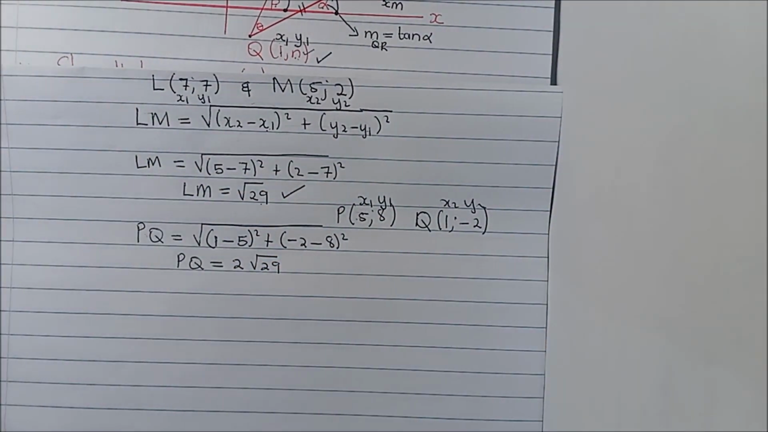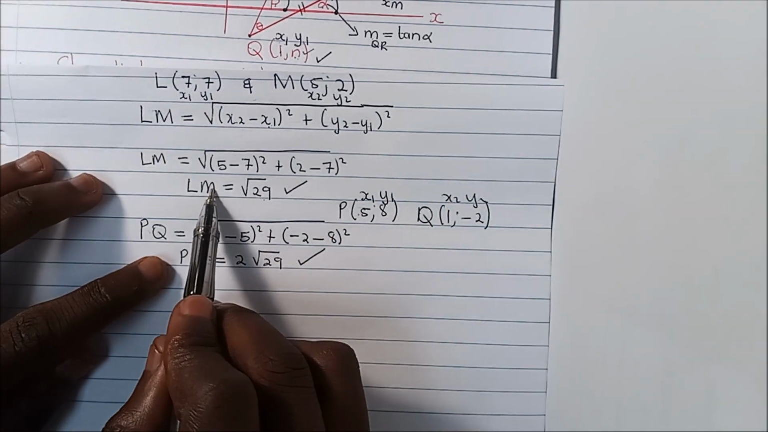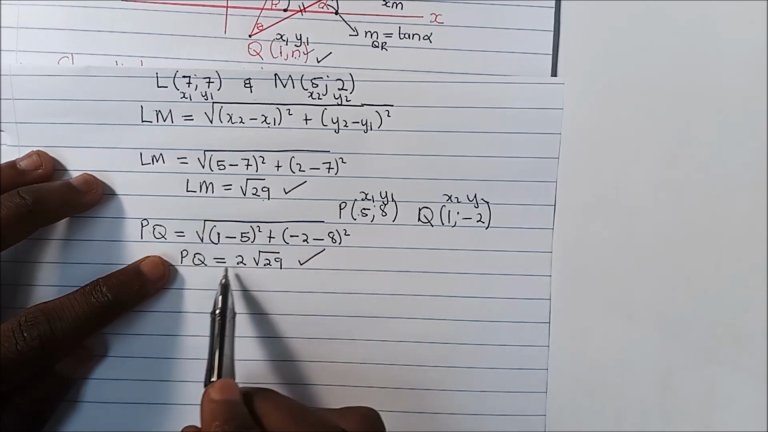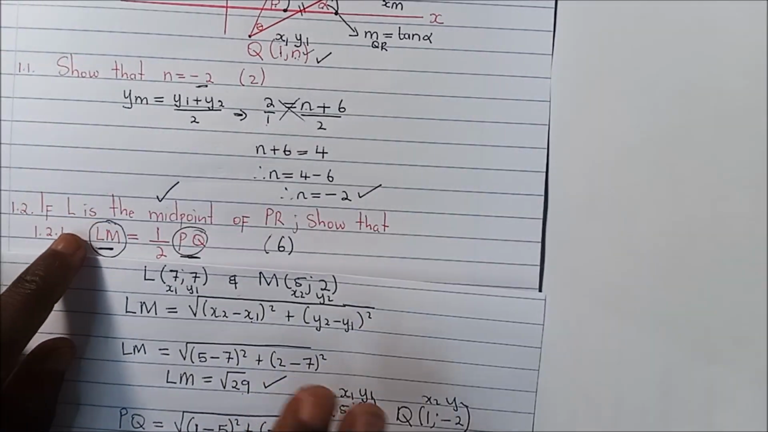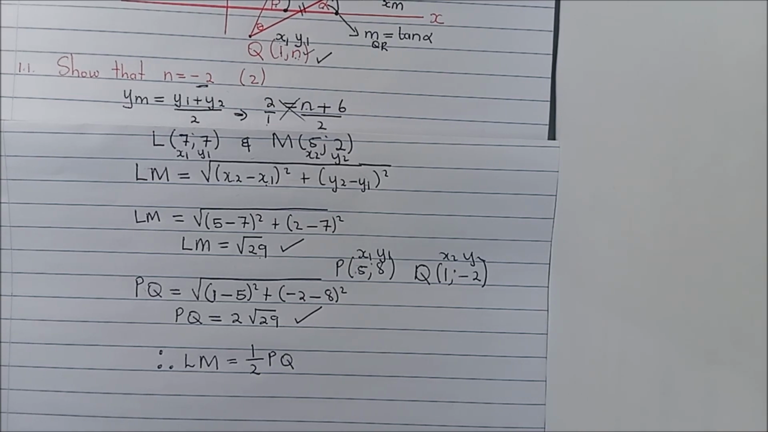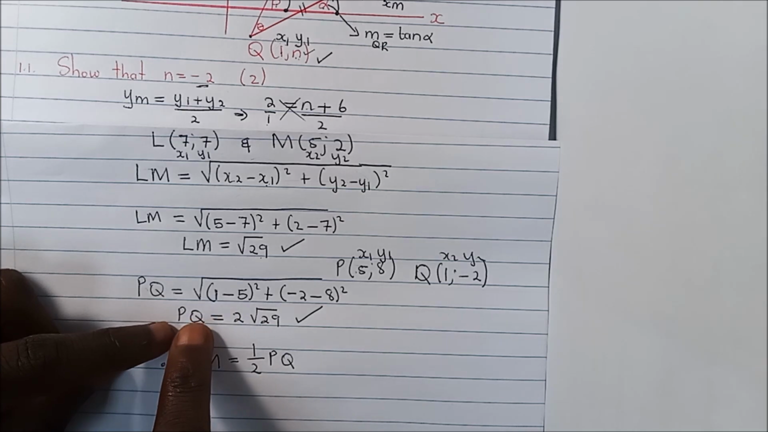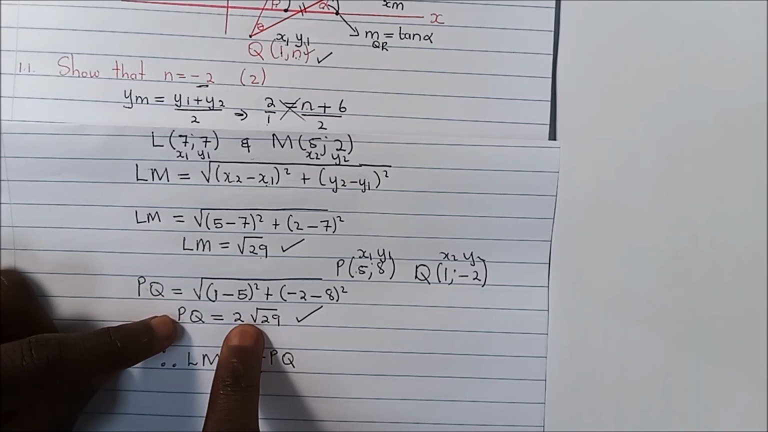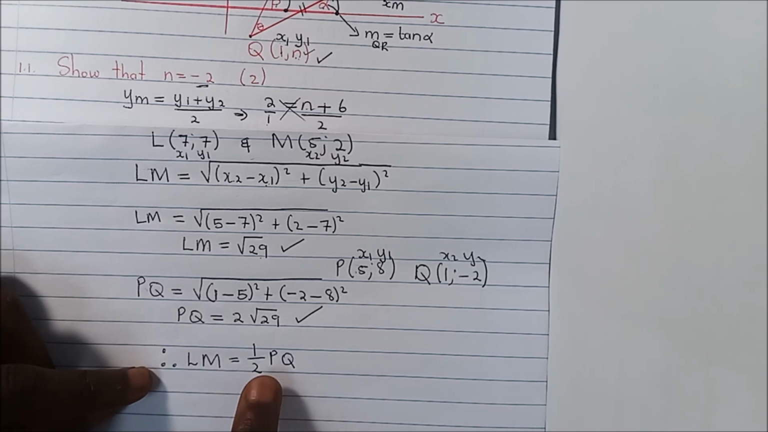Now, do you see the relationship between the two values, this one and that one? I said LM has to be half of PQ. From the values that we got, LM is the square root of 29, and PQ is 2 times the square root of 29. So therefore LM is half of PQ.